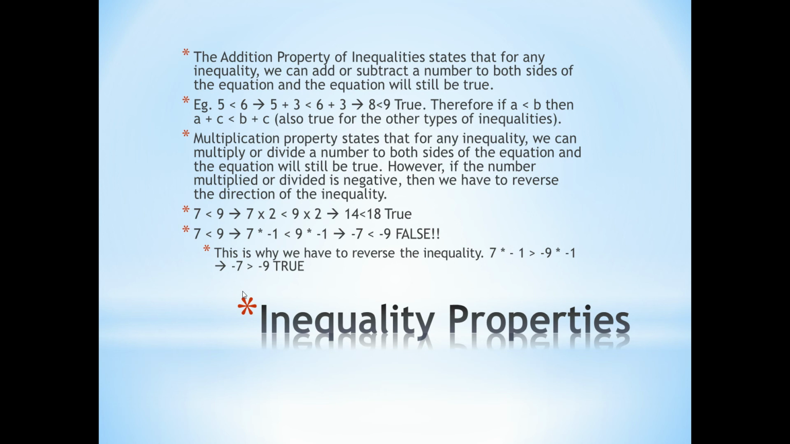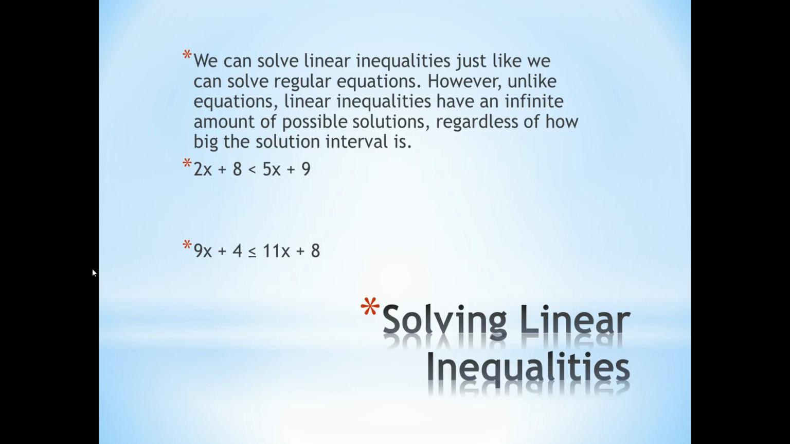So when you multiply 7 and 9 both by negative 1, we have to turn the less than into a greater than, and this turns into negative 7 is greater than negative 9, which is true. We can solve linear inequalities just like we can solve regular equations. However, unlike equations, linear inequalities have an infinite amount of possible solutions regardless of how big the solution interval is.